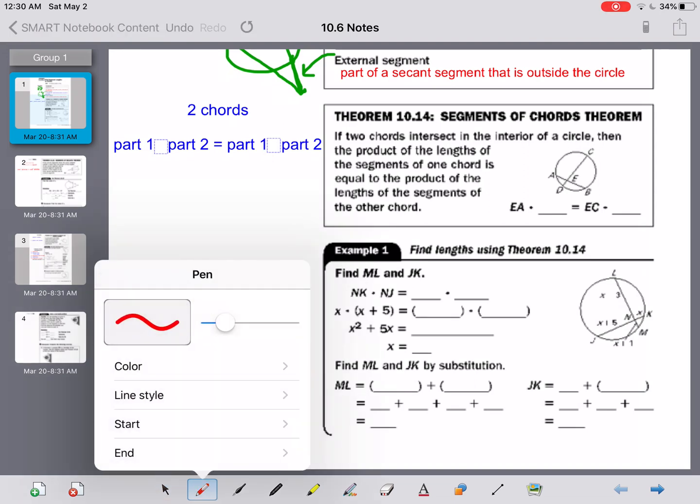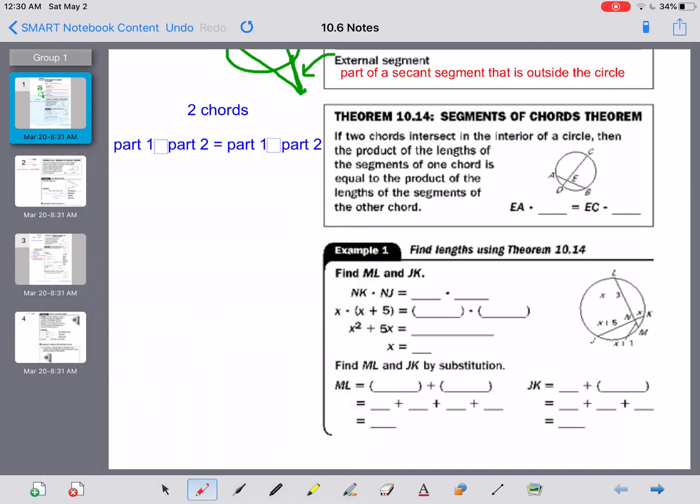All right, so it says in Theorem 10.14, segments of a chord, if two chords intersect in the interior of a circle, then the product of the lengths of the segments of one chord is equal to the product of the lengths of the segments of the other chord. So when we're filling in over here, EA, which is from this chord going this way, is going to multiply by its other segment, EB. And then EC, which is the one going up to the right, will multiply by its other segment, ED. So we're going to get kind of like a part times part equals part times part.